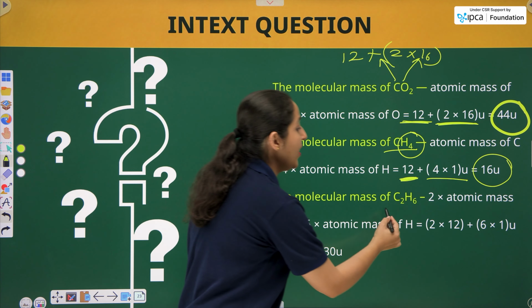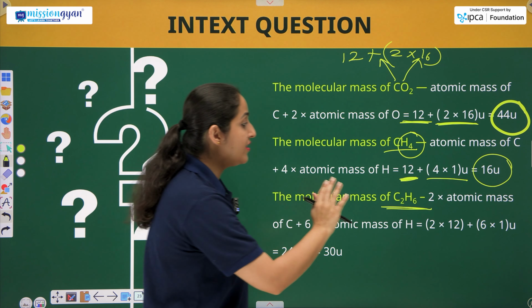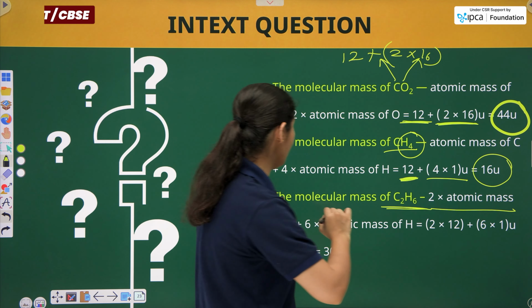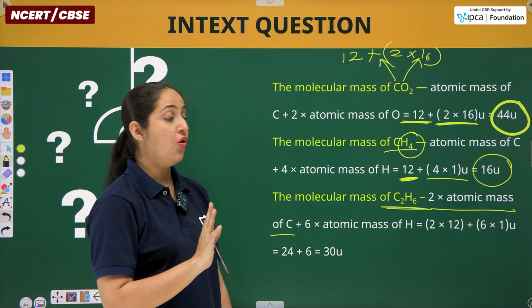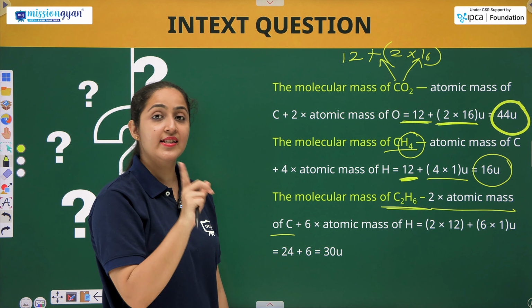Molecular mass of C2H6, this is ethane. What it will be, students? 2 into atomic mass of C. So there are 2 carbon atoms and 6 hydrogen atoms.